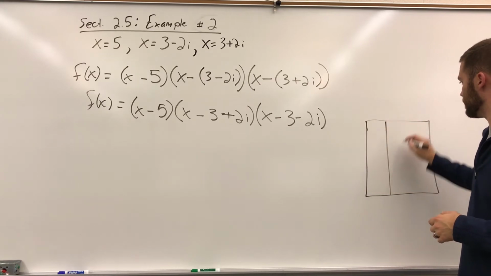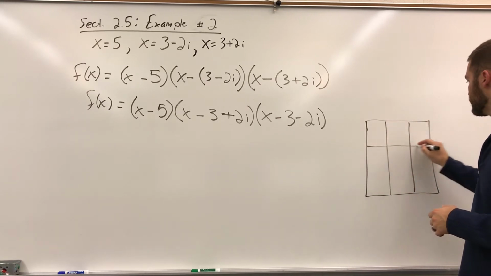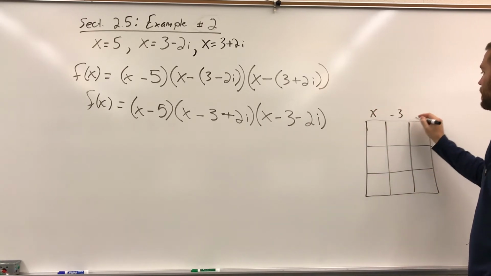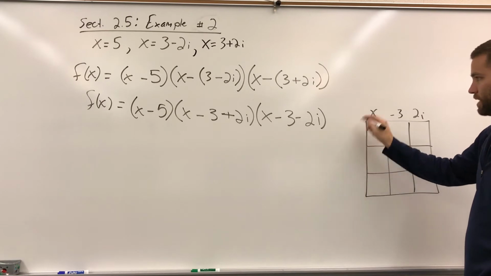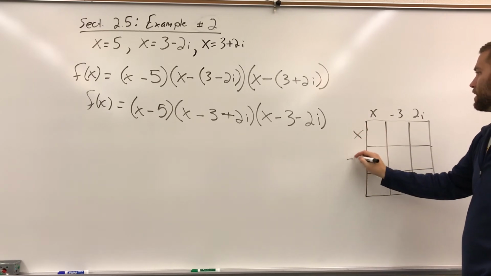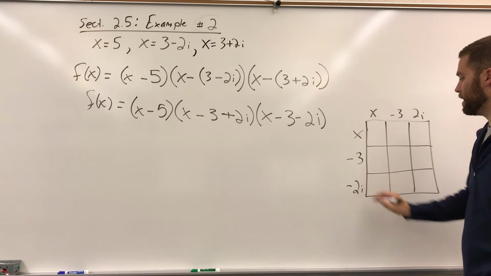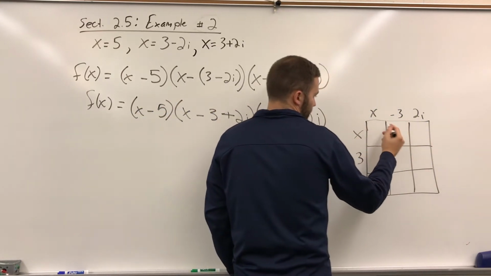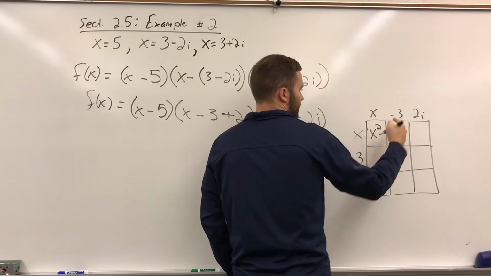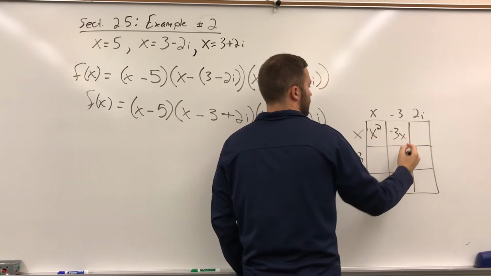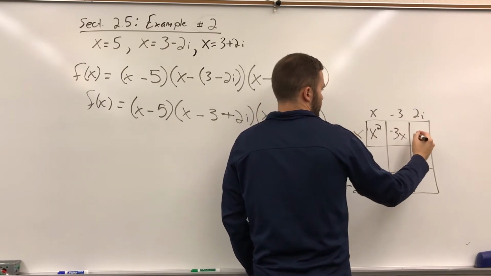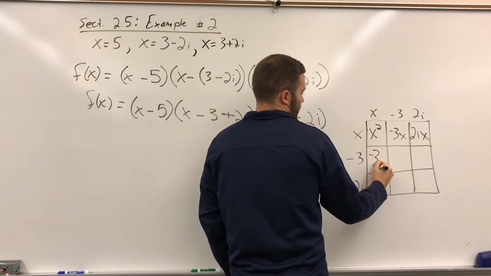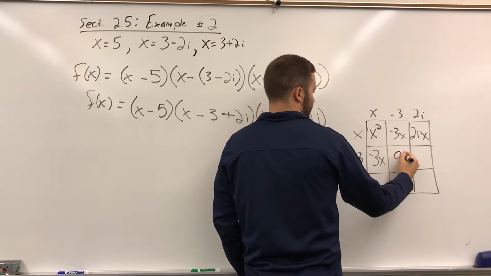and we'll make it a 3 by 3 because each expression has 3 terms in it. And across the top, we'll put x, -3, 2i, and down the left-hand side here, I will put x, -3, and -2i. And then I'm going to multiply row by column. Okay, so the first row is going to be x times x, which is x squared. -3 times x, that's minus 3x. x times 2i, that's 2ix. -3 times x, that's -3x. -3 times -3, that's positive 9.